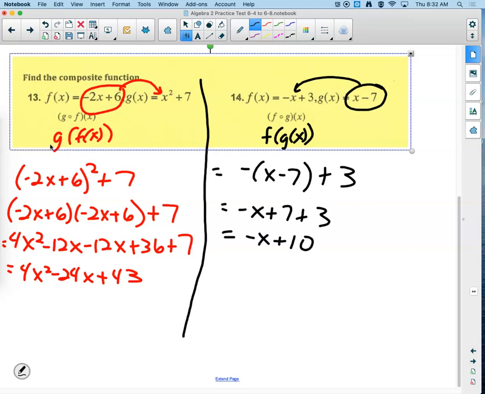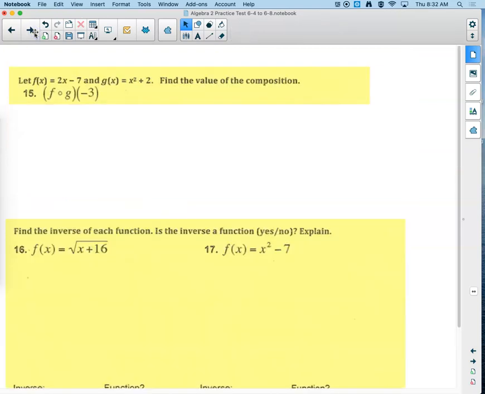All right, next one we have says f of x is 2x minus 7 and g of x is x squared plus 2. Find the value of the composition. Again, you wouldn't have to change it to parentheses. You just have to remember negative 3 goes into the one that's closest to it first and then goes into the f. But if you wanted to, you could write it like this.